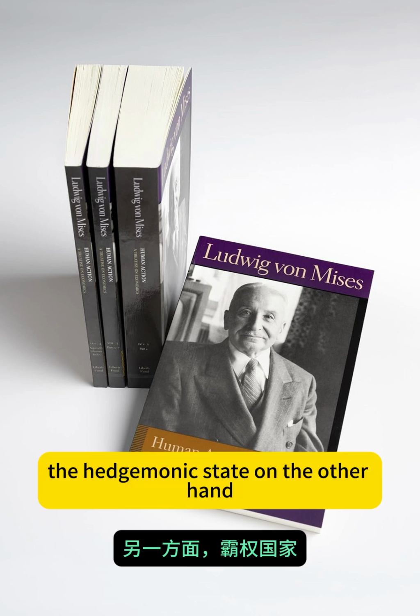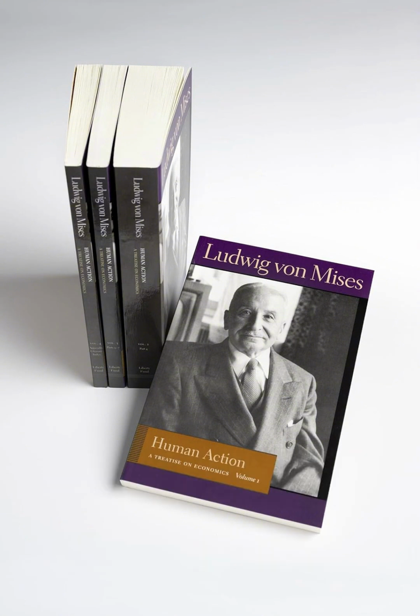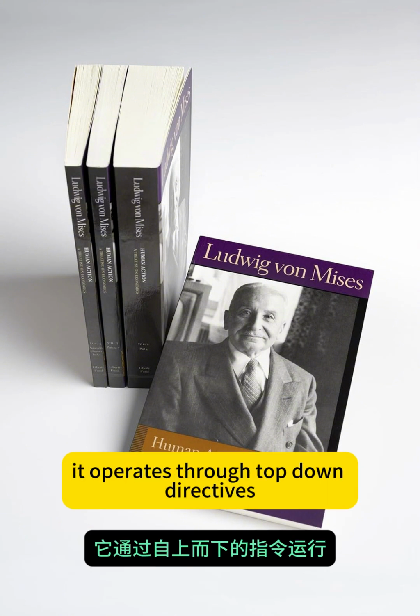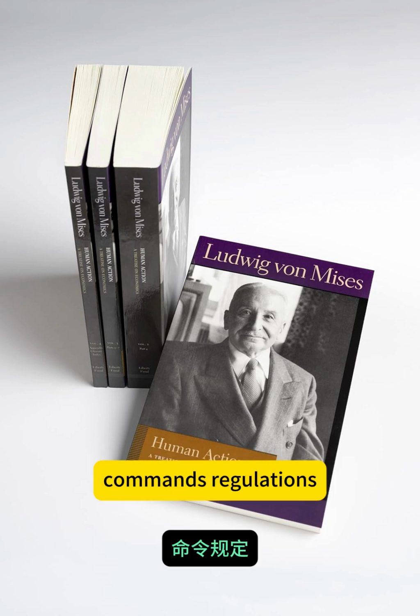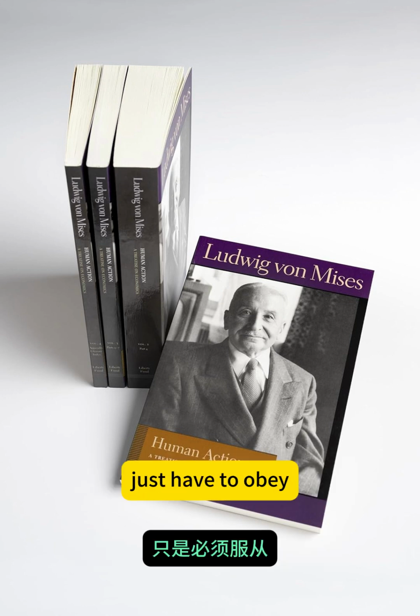The hegemonic state, on the other hand, which the source lumps together with the Wohlfahrtstaat, the paternalistic welfare state, doesn't really have those limits. It operates through top-down directives, commands, regulations. Authority decides, and citizens, treated more like wards, just have to obey.